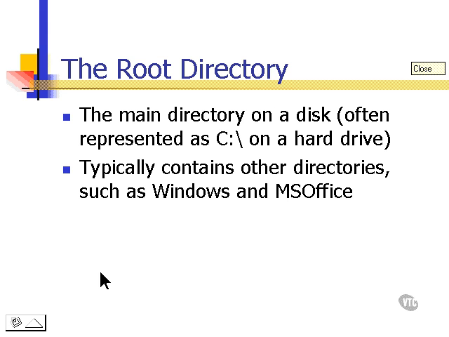We manage data on a disk through a hierarchy, with the main directory being most of the time represented as C on a hard drive and usually as A on a floppy disk drive. Typically then there's other directories underneath the main directory where we're actually storing our folders and programs.